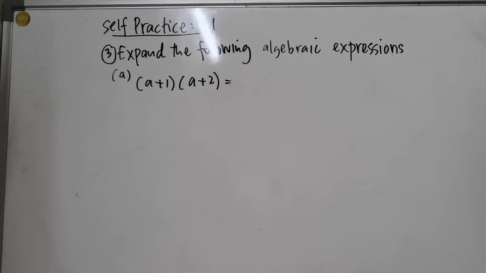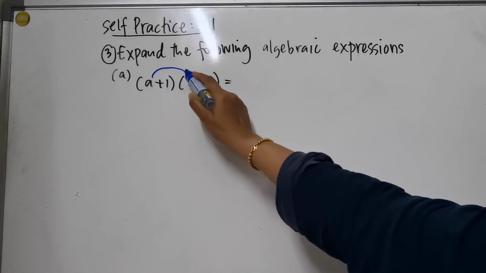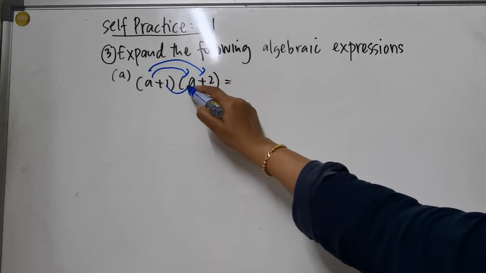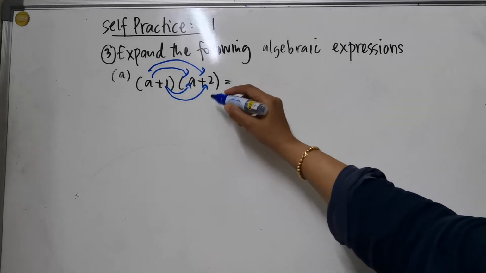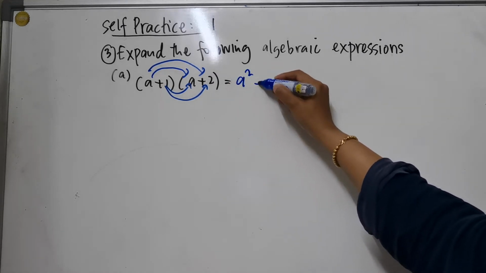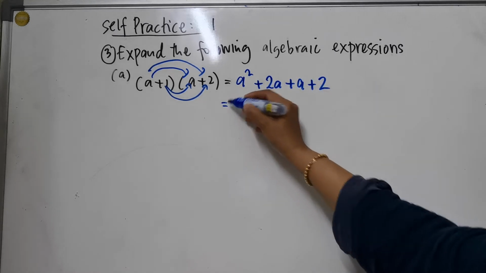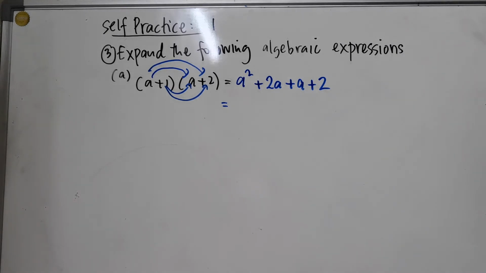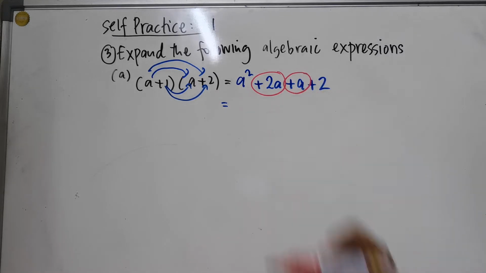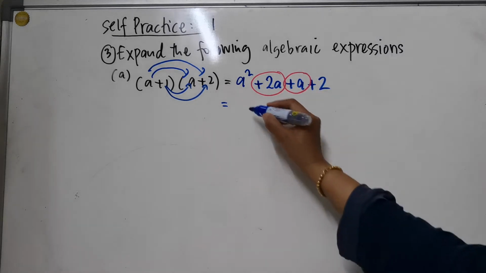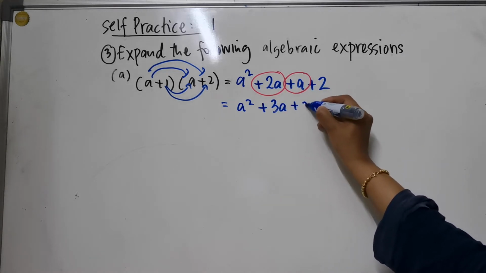Question number 3. Expand the following algebraic expression. Now we have a bracket, so we are going to multiply all the terms inside the bracket by each one. A times a square plus 2a plus a plus 2. Those that have the same term, we are going to add. Now we have a square plus 2 plus 1, 3a plus 2.